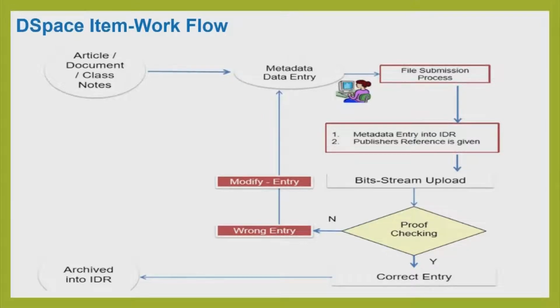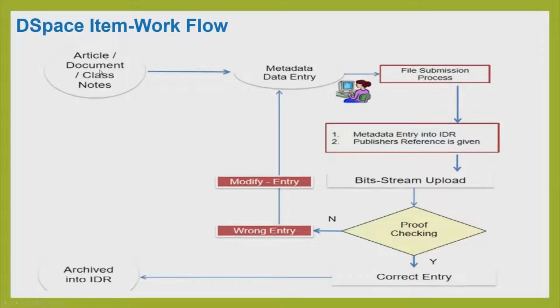So, briefly, this is a flow chart for the item workflow, how we are going to upload an item in Diskspace. As shown here, the article or document or class note is the document that we have digitized in our library, and we can select that document.